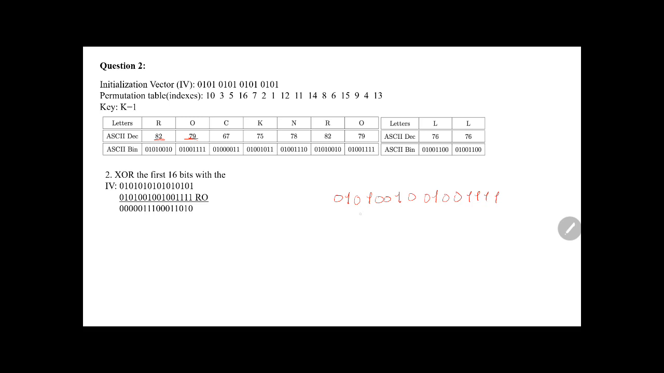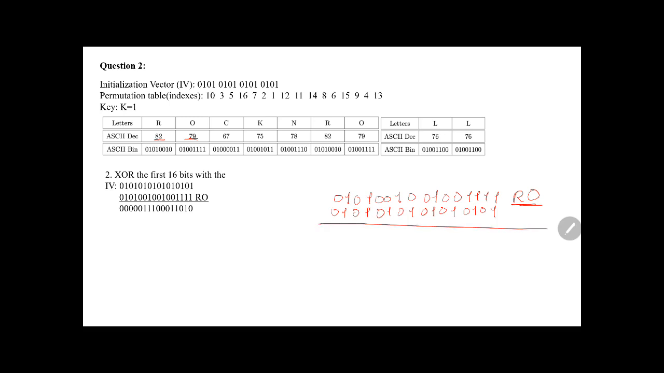Then what we do next is we XOR this with the initialization vector. So this is our RO. We XOR this with 0, 1, 0, 1, 0, 1, 0, 1, 0, 1, 0, 1, 0, 1, 0, 1, which is our initialization vector.